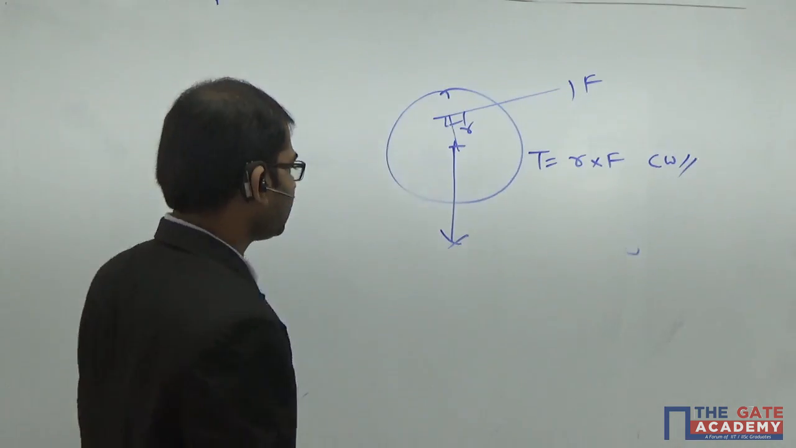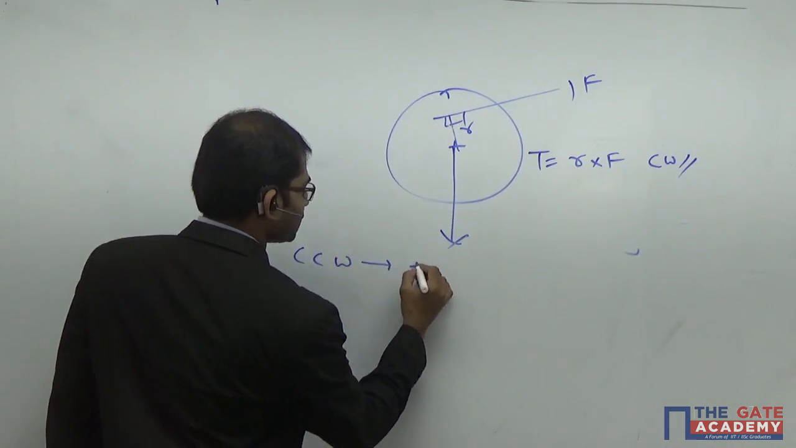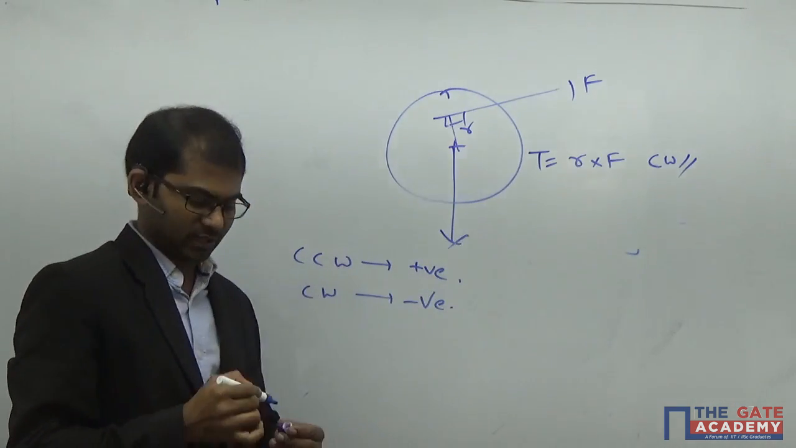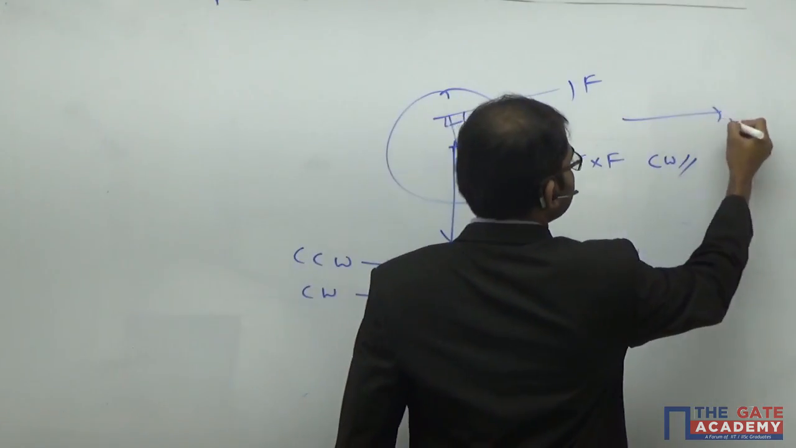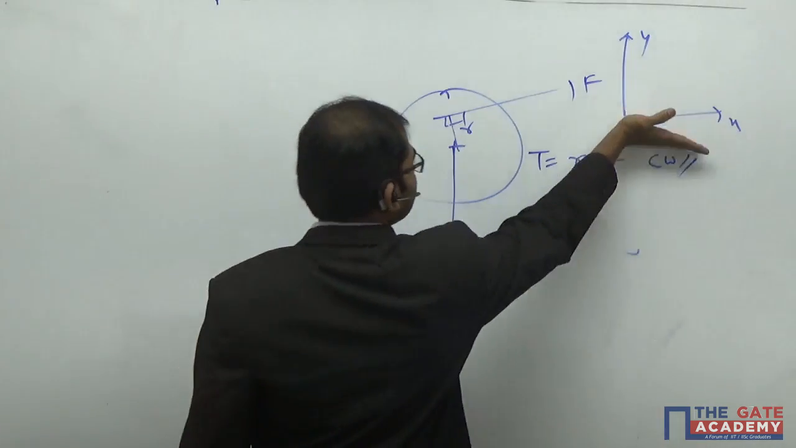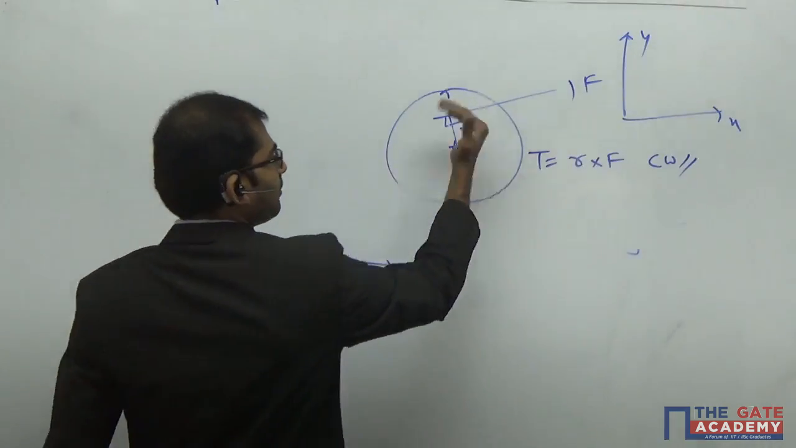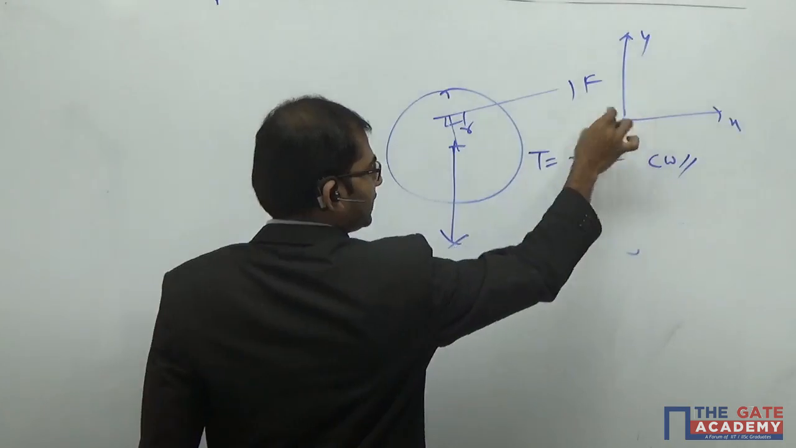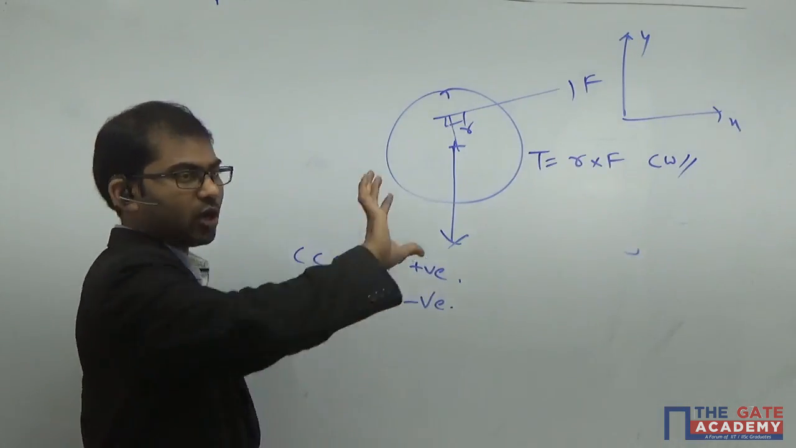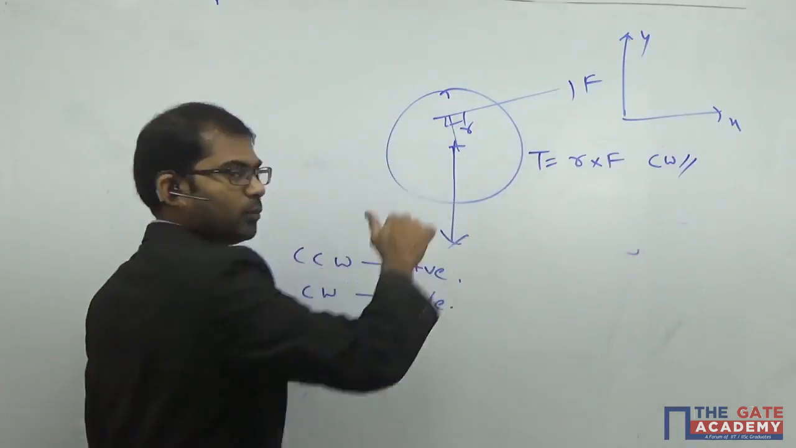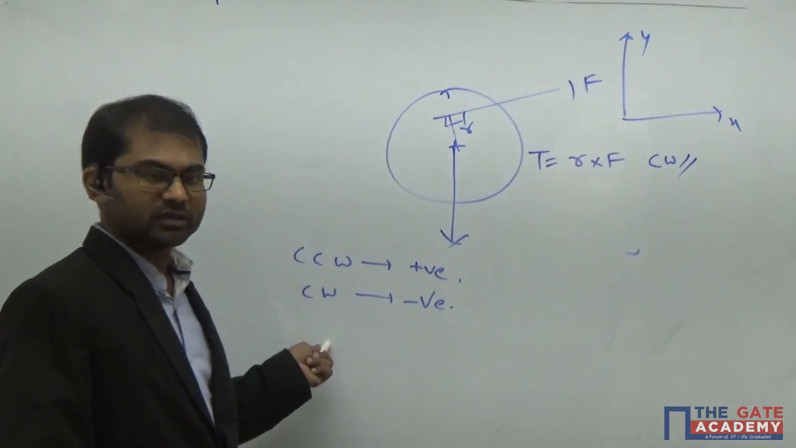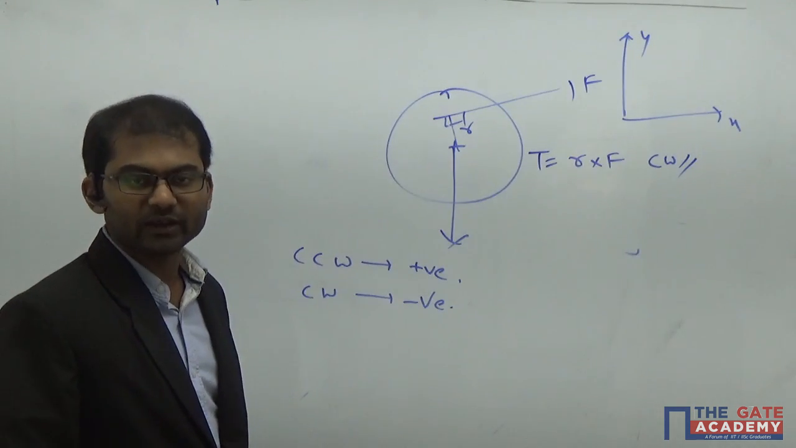Understand? Generally, we take counter-clockwise torques as positive and clockwise torques as negative. We follow the sign convention here. Because if you take the coordinate system with the x-axis like this and the y-axis like this, and you curl your fingers from x to y in the anti-clockwise sense, your thumb is pointing in the positive z direction. So that's why it is taken as positive. If you curl in clockwise direction, your thumb will be pointing into the board, which is nothing but the negative z direction. So we take clockwise couples as negative.